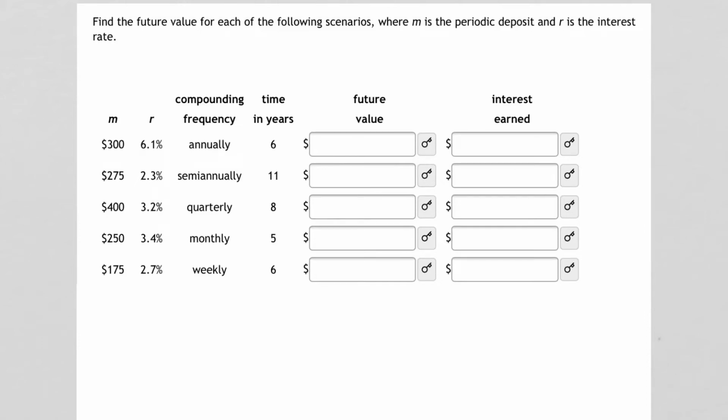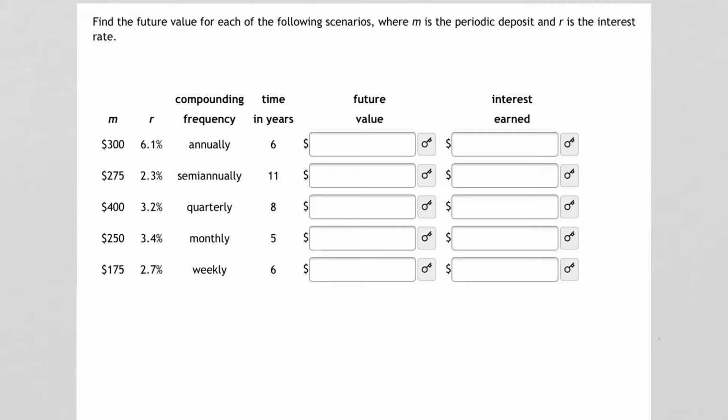Find the future value for each of the following scenarios where M is the periodic deposit and R is the interest rate. So here we have a table of values. We're given our compounding frequency, our monthly or periodic deposit, our interest rate, and time in years. So where do we begin?